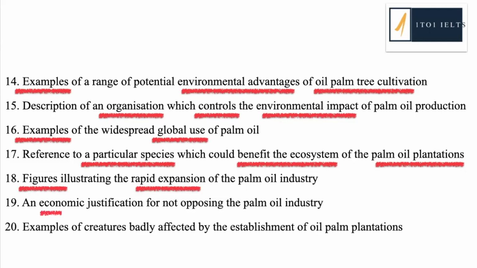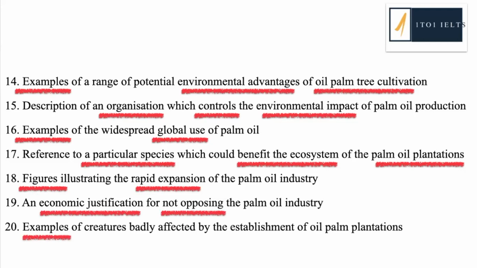Moving on to 19, we're looking for an economic justification. So a justification would be like a reason. So something to do with money and a reason, and for not opposing the palm oil industry. So this is maybe like not boycotting, for not having a problem with the palm oil industry.